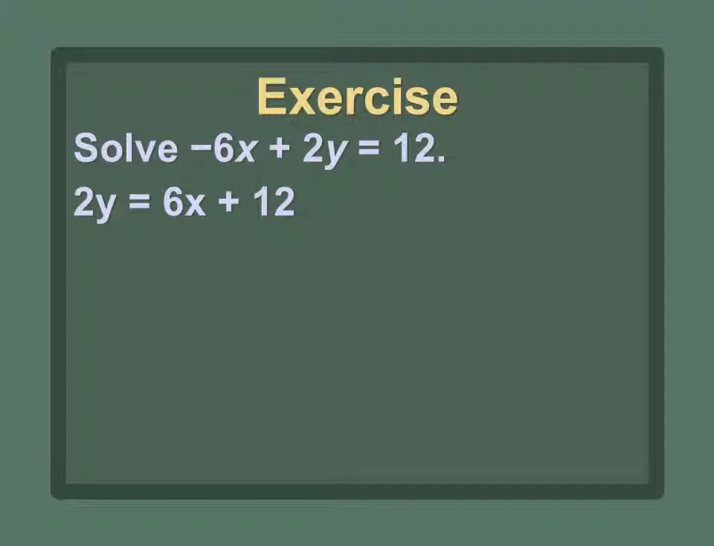Let's say we have negative 6x plus 2y equals 12. If we want to solve for y, the first thing we have to take care of is this minus 6x. We're going to take care of it by adding 6x, which gives us 2y equals 6x plus 12. But we're not quite done because we still have to take care of this times 2. We're going to take care of it by dividing everything by 2. So 2y divided by 2 is y, 6x divided by 2 is 3x, and then 12 divided by 2 is 6, giving us this new equation, y equals 3x plus 6.